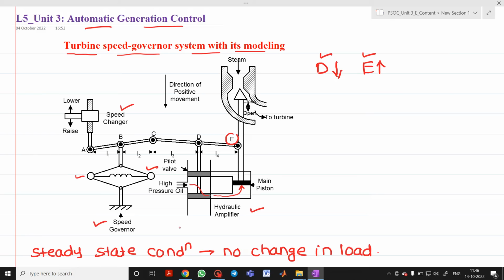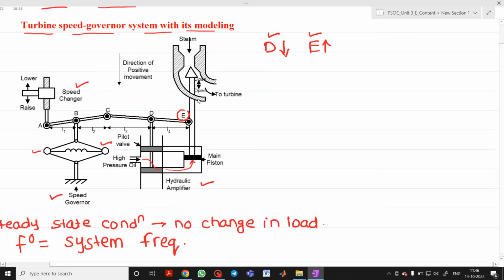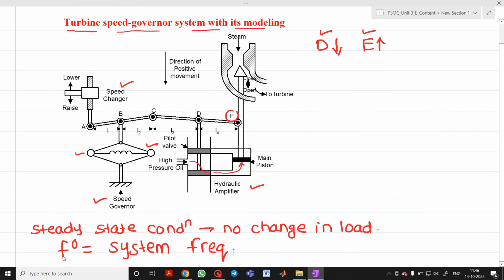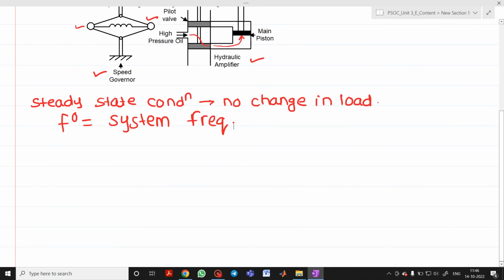So let us consider, okay, let me first reduce the size here. Let us consider, here I will write, let F0 be the system frequency. Now what does this 0 indicate? This 0 indicates a steady state condition, or we can say whenever there is no change. So F0 is the system frequency at steady state condition.